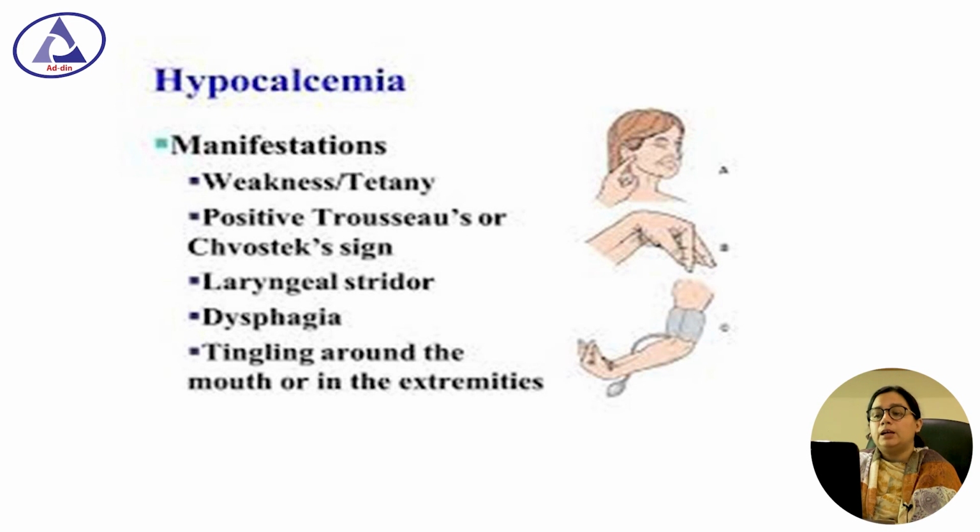Hypocalcemia manifestations are weakness or tetany, positive Chvostek sign or Trousseau sign, laryngeal stridor, and also dysphagia, and tingling around the mouth or in the extremities.